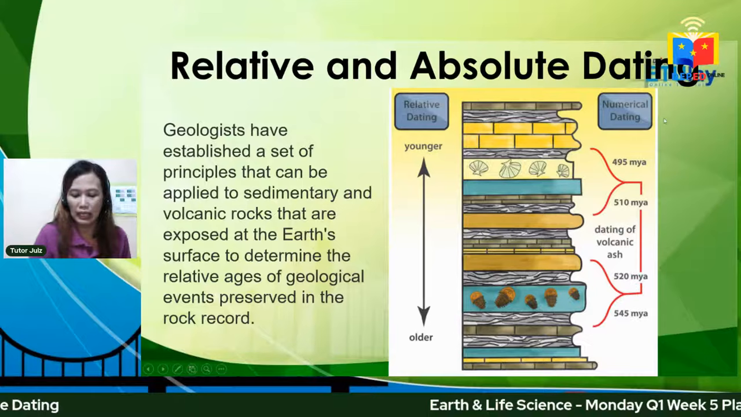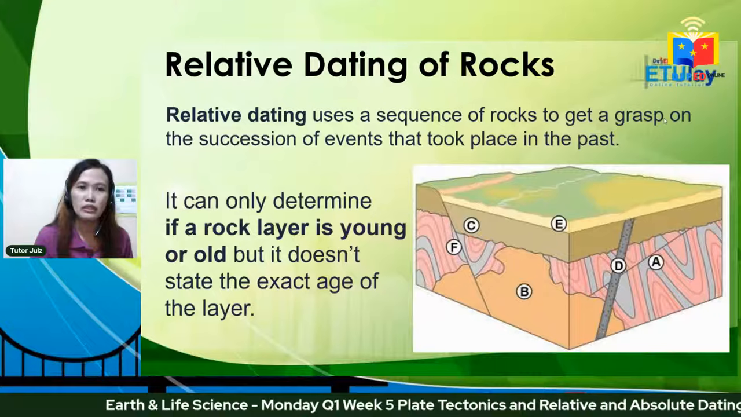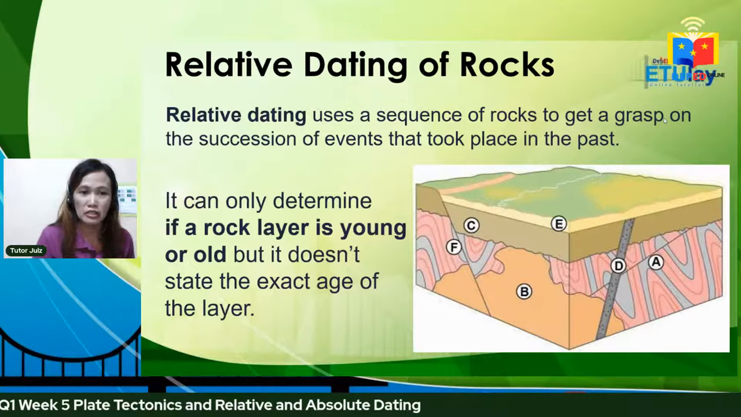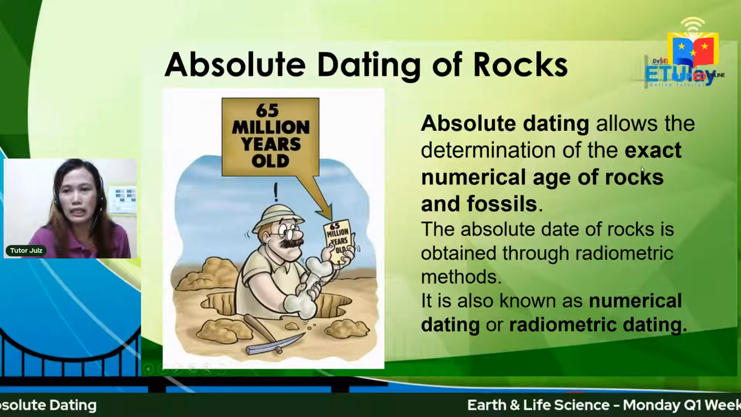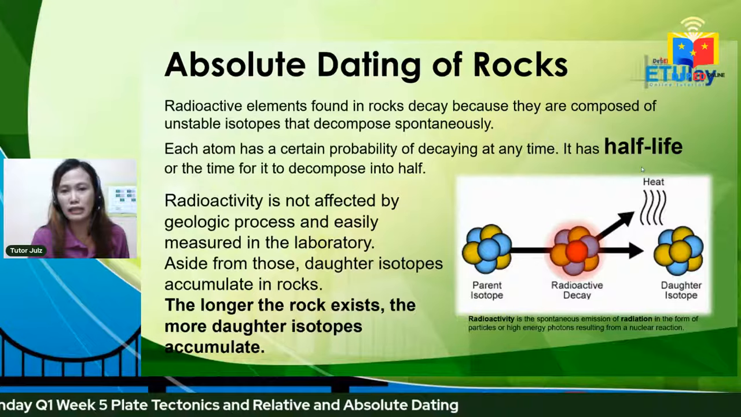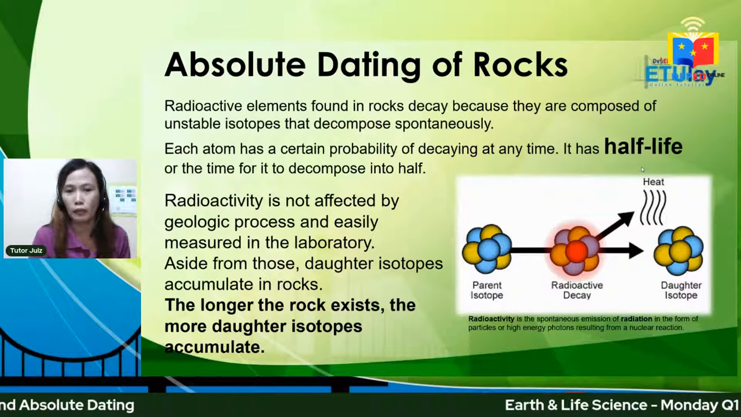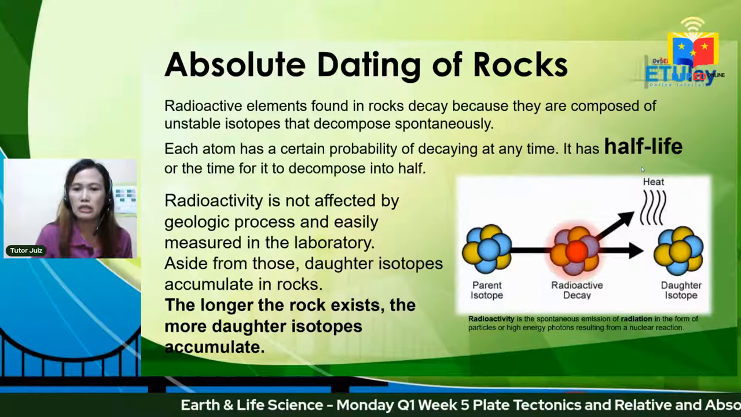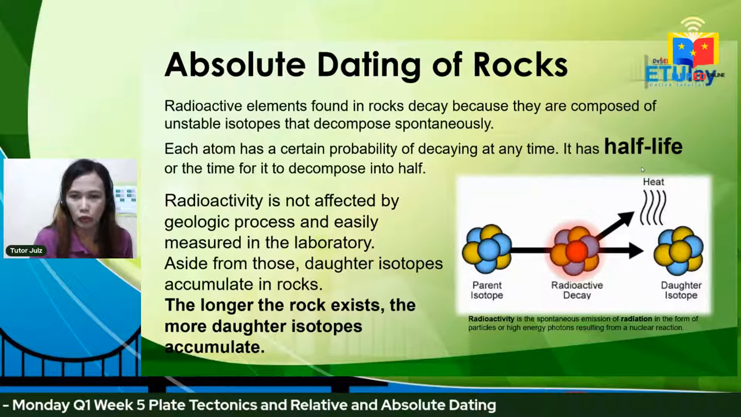Okay? Same description. In relative dating of rocks, it can only determine if the rock layer is young or old. So in absolute dating of rocks, exact numerical age, sabi ko nga kanina, it's a quantitative way. Okay? So absolute dating of rocks, they use the radioactive elements because of their isotope. During the releasing of the energy through the radioactive decay, the parent isotope forms the daughter isotope.